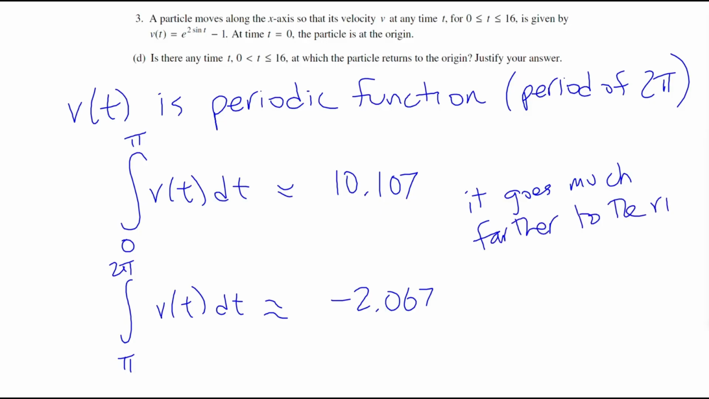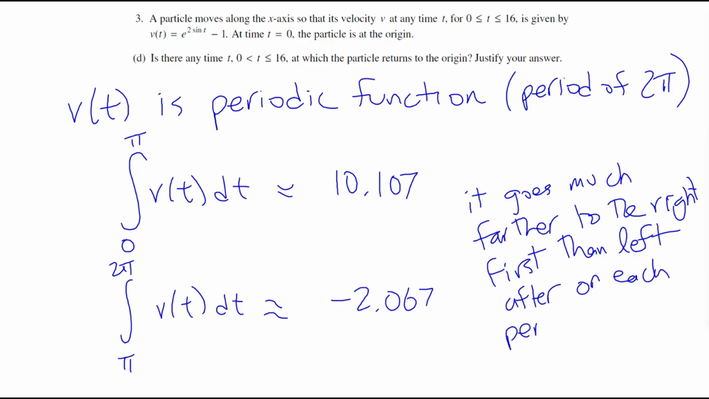And so it goes much further to the right first, then left after on each period. So it's never going to return to the origin, so we'll just say so. No. And they gave you 2 points, one for saying no and one for some justification to that. And that is the end here of question number 3, a motion question from the 2002 Form B AP Calculus AB exam.